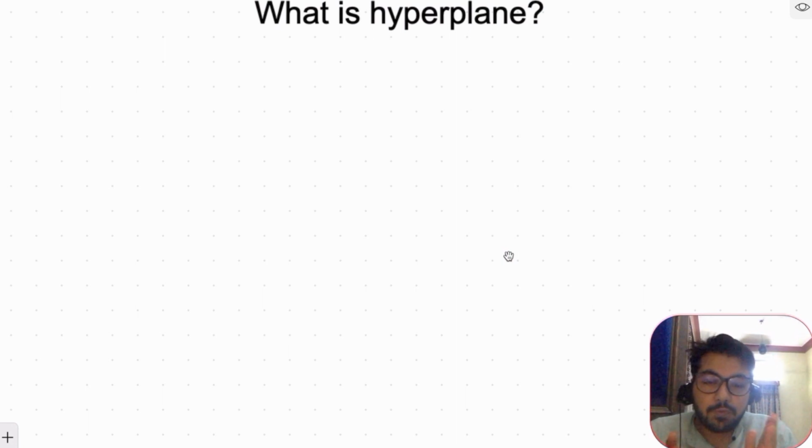What is a hyperplane? The first question which arises is what is a hyperplane? Basically, a hyperplane is used where we have some classification problem. For example, if I want to classify that a particular image is a cat or a dog, then we need certain criteria after which we can say that it's a cat. For example, if it has triangular ears, then we would say that's a cat, and if it has long ears, then we would say it's a dog.